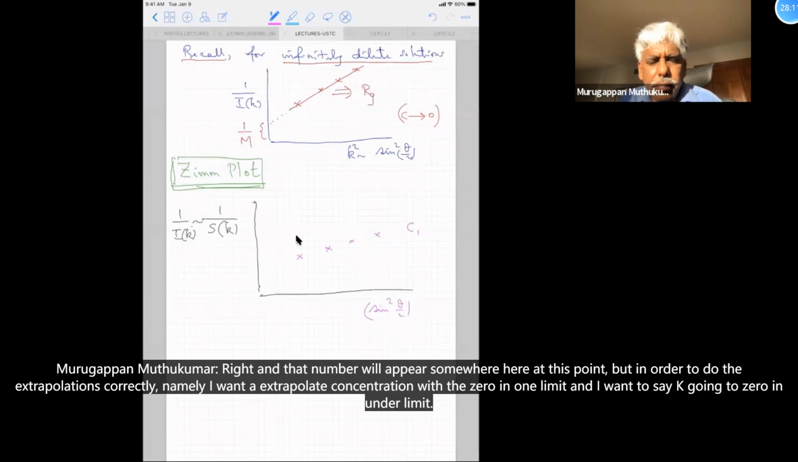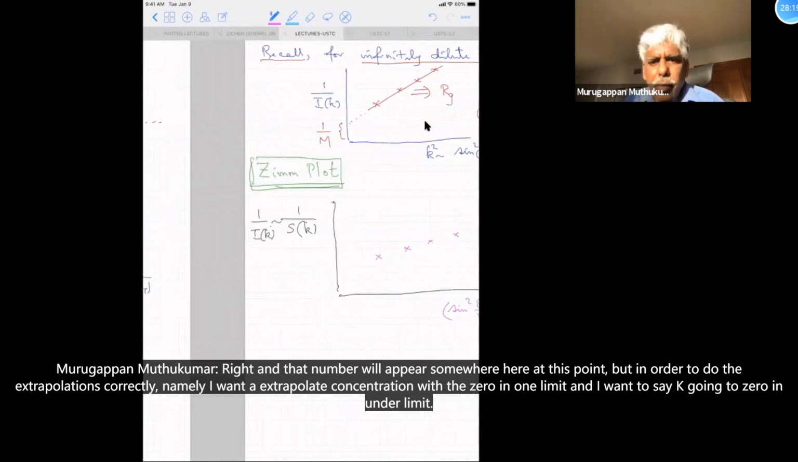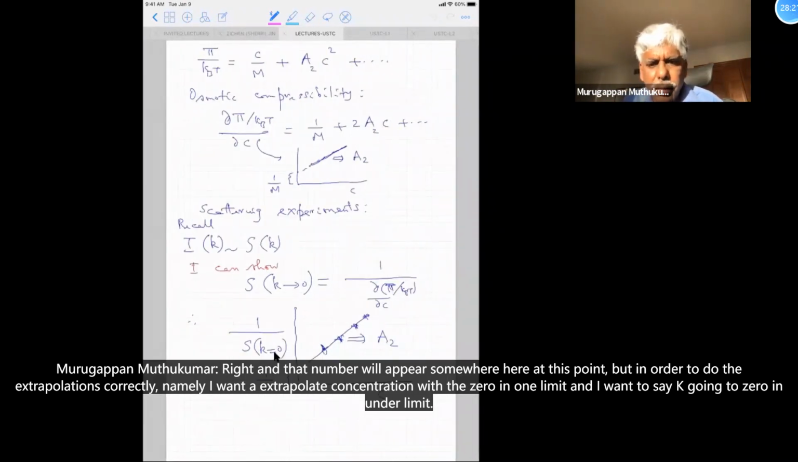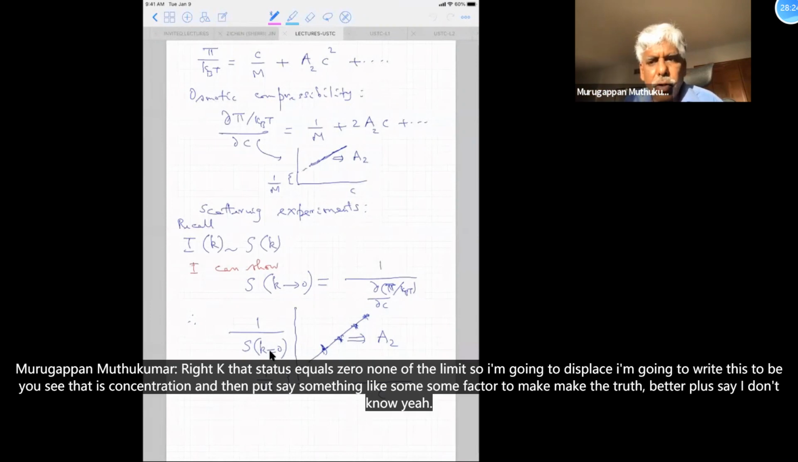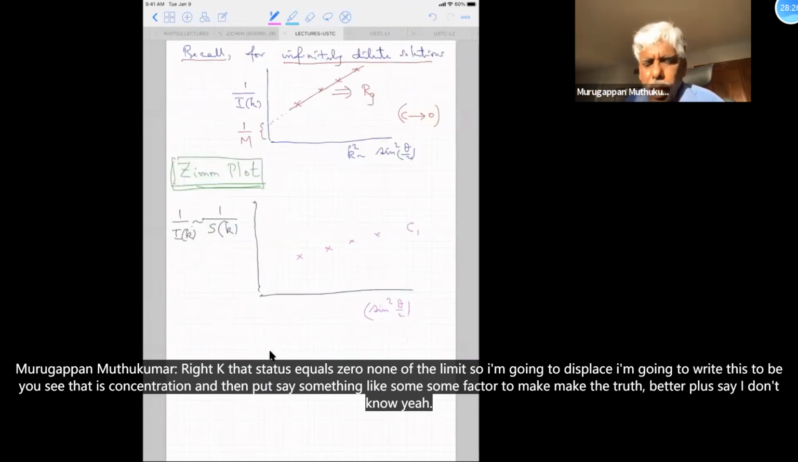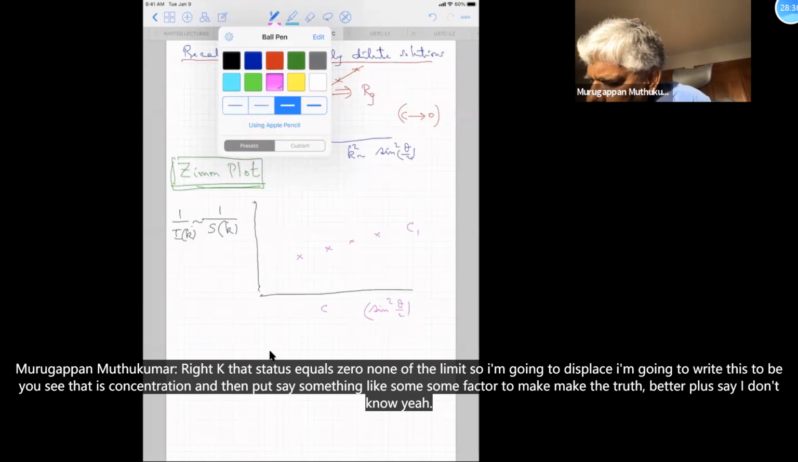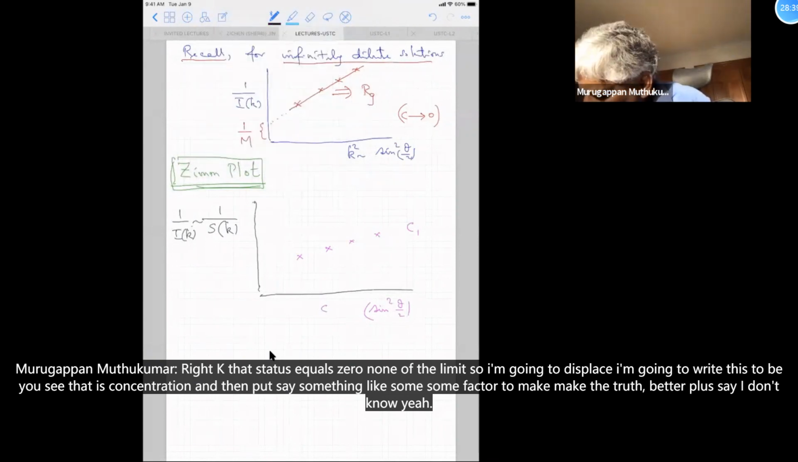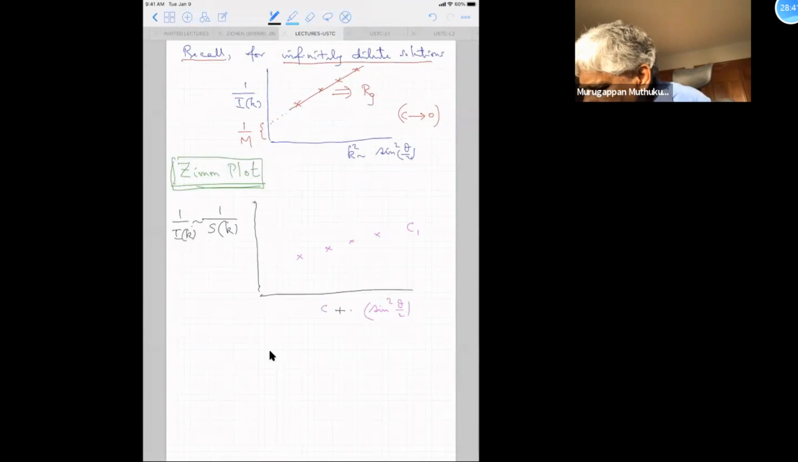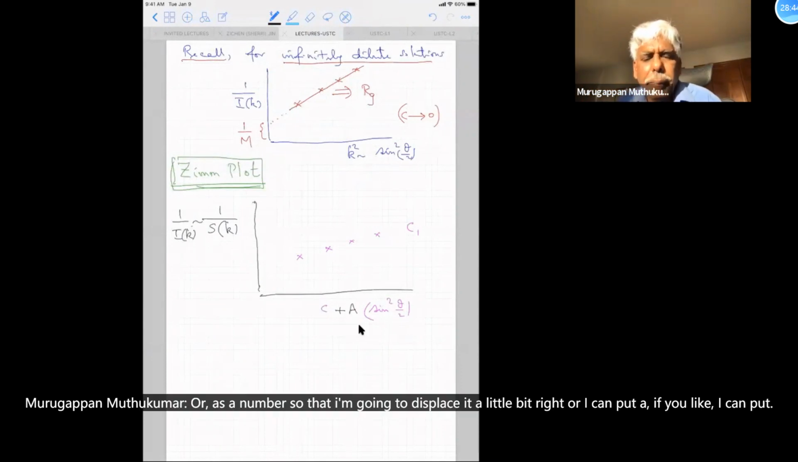But in order to do the extrapolations correctly, I want to extrapolate concentration going to 0 in one limit, and K going to 0, that is theta equal to 0, in another limit. So I'm going to displace the data. I'm going to write this as C, that is concentration, times some factor to make the plot look better, plus, say, A. A is some number, so that I'm going to displace it a little bit.